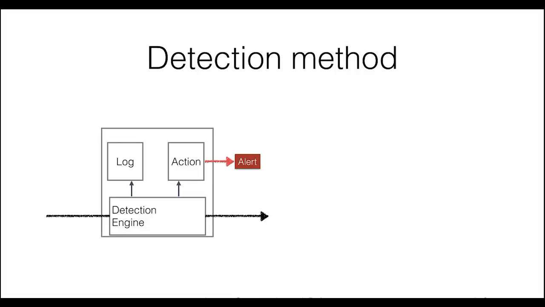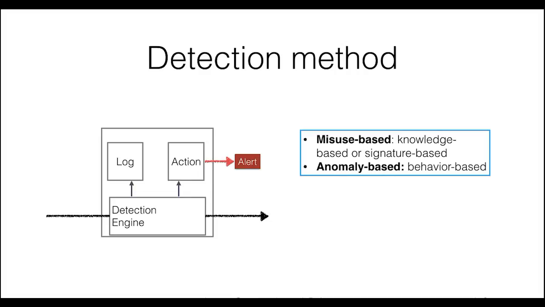An IDS can be anomaly-based or misuse-based. For the sake of terminology, misuse-based IDSs are also known as knowledge-based or signature-based IDSs, and anomaly-based IDSs are also known as behavioral-based IDSs. This category refers to the internal functioning of the detection engine. The detection engine bases its decision on a model of reality, that is a model that describes either how an attack looks like or how normal traffic looks like.